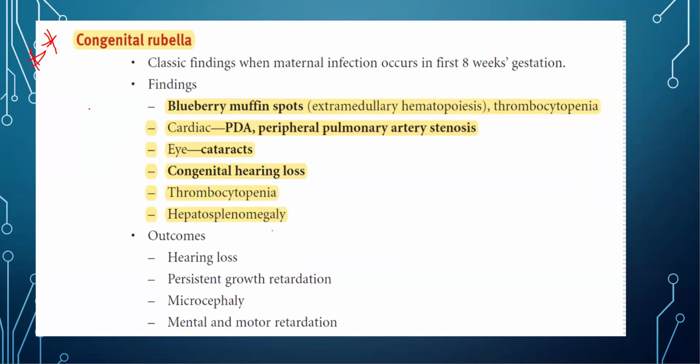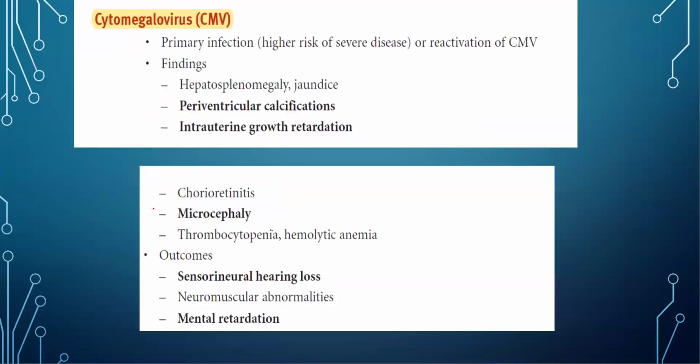In congenital rubella syndrome, the baby will have a cardiac defect, most importantly patent ductus arteriosus. They can have cataract, congenital deafness, hepatosplenomegaly, and a kind of rash called blueberry muffin spots. It's not the best thing to get, because hearing loss, cataract, and heart defect can all cripple the child. So that is congenital rubella syndrome.